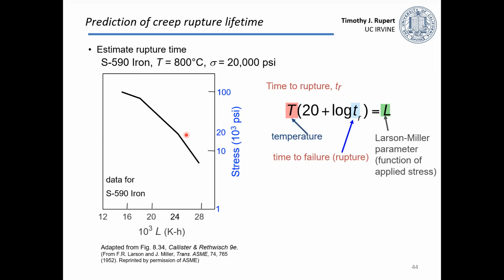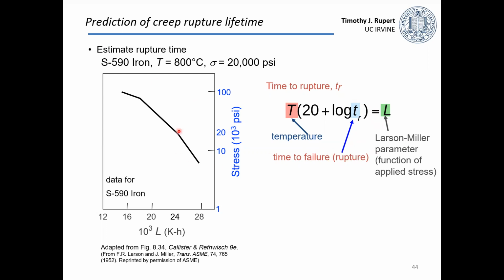Just as an example of how people might think about this, you could be asked how you could estimate the rupture time for a given type of iron at a given temperature, 800 degrees C in this case, at a given stress of 20,000 PSI. What you would need to do is gather some information on your material. In this case, it's already gathered, so I'm just showing you a plot of this. This plot is showing on the vertical axis stress, and on the x-axis, this term L, which is called a Larson-Miller parameter. This is something that tries to combine the effect of the temperature and the time on these types of creep deformation.